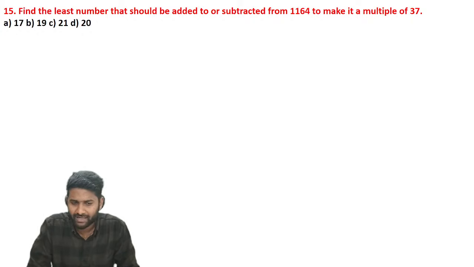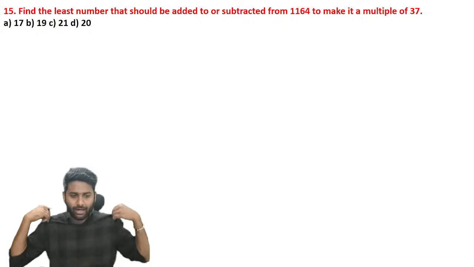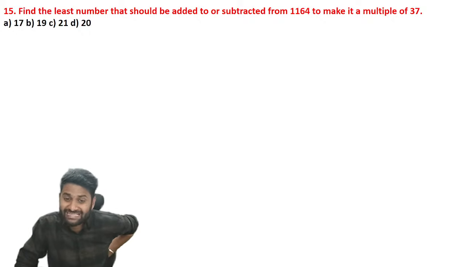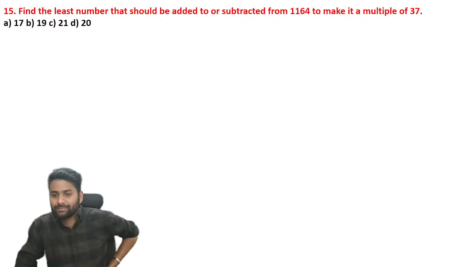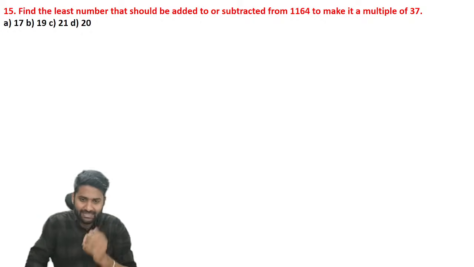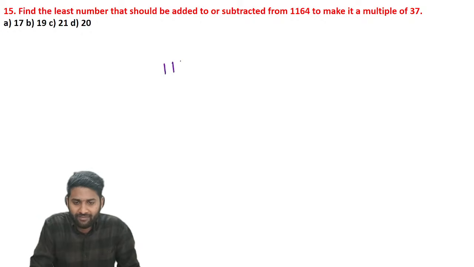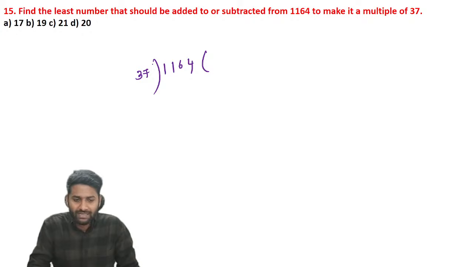See, now the question: find the least number that should be added or subtracted from 1164. Either you can add or subtract, but it must be the least number to make it a multiple of 37. Let us assume that if 1164 is exactly divisible by 37, definitely it never leaves any remainder. If it is exactly divisible by 37, the remainder must be 0. Let's check whether it is divisible by 37 or not.